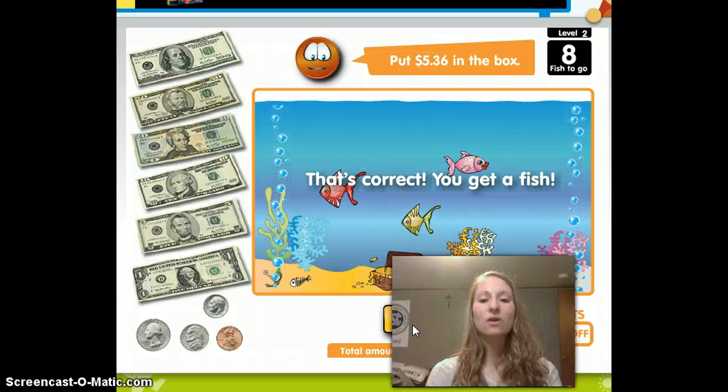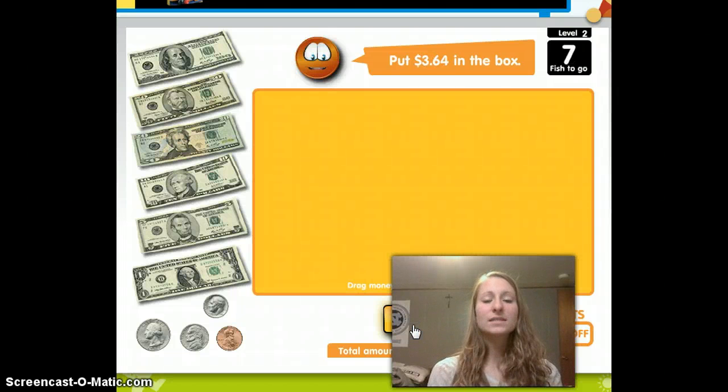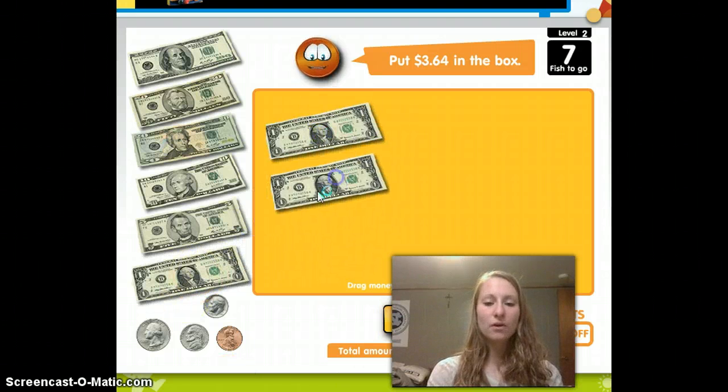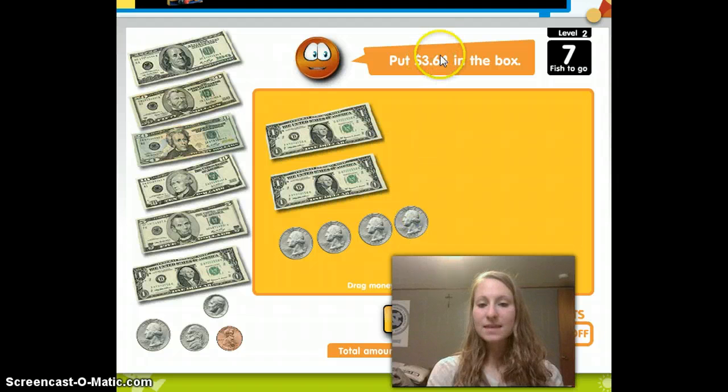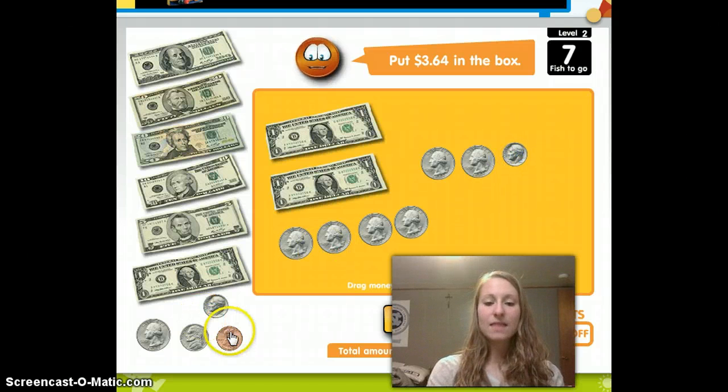Now our next dollar amount is $3.64. Say we don't have a dollar, or we have $2 but we don't have 3. So we can put, there's $2, and then we can use 4 quarters to equal the $3, and then now we have to worry about the 64 cents. So now we can put 2 more quarters, which is 50 cents, and use a dime, which is 60 cents, and then use 4 pennies.